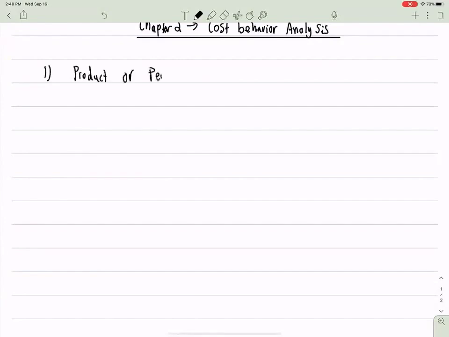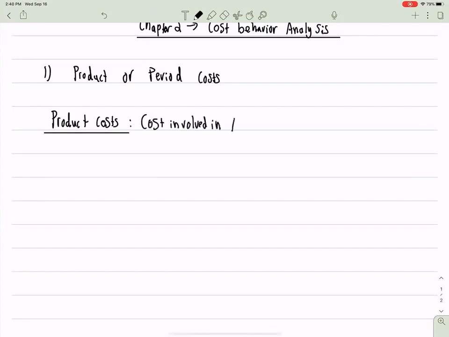or period costs. Okay. So first off, let's go over product costs. Okay. Product costs, guys, are all costs incurred in manufacturing or making the product. All right. So costs involved in manufacturing, I'll even write producing the product. Okay, does that make sense? Product costs is the cost of producing your product.